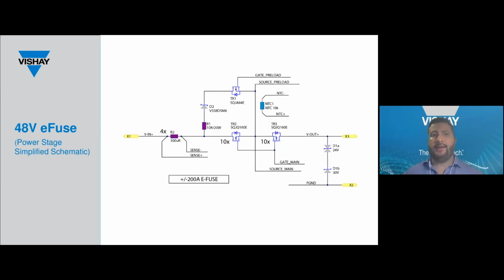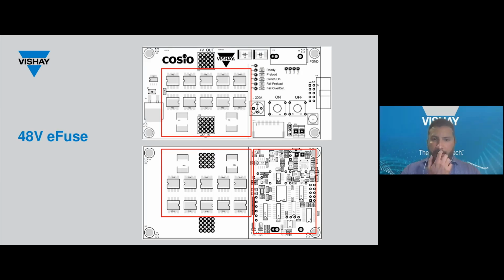A similar schematic can be seen for the power stage for the 48 volt eFuse. The 48 volt battery input is on the left, and on the right you have the output. So here you can take a look at the layouts. The main power stage components are located on the left of the board, on both the top and the bottom, and most of the control circuitry is located on the right-hand side. This is just to get a feel for where everything is located in the eFuse's reference designs.